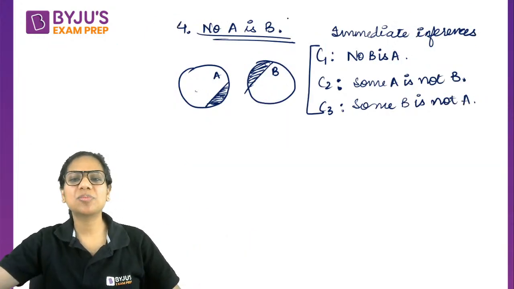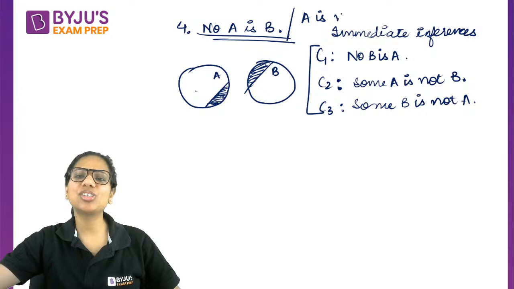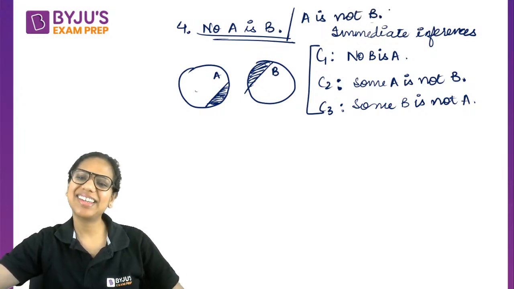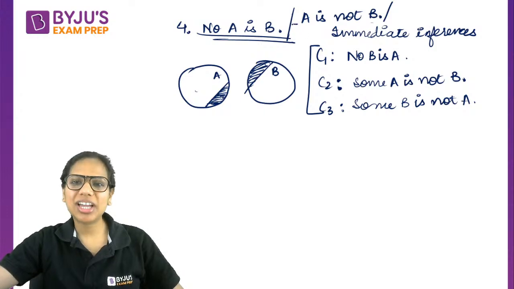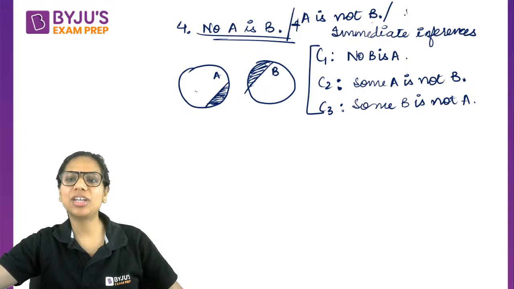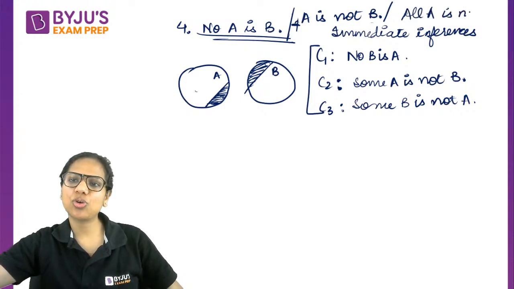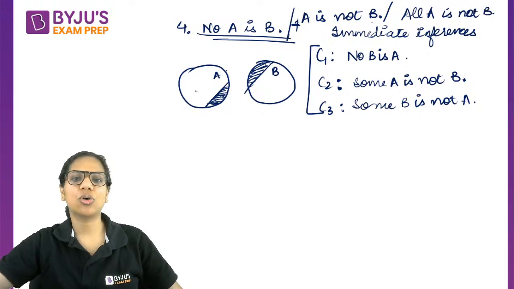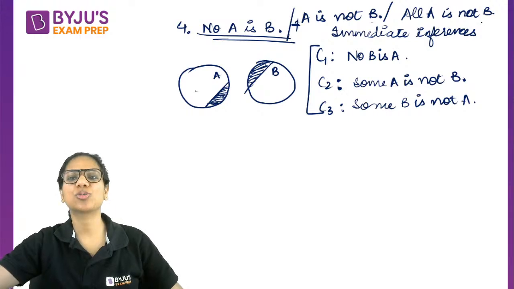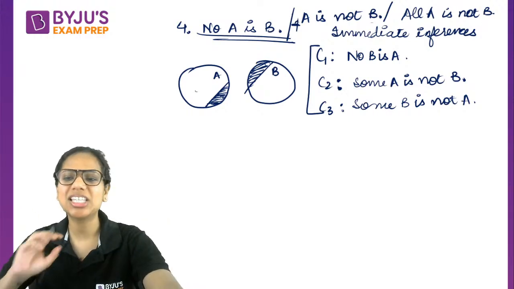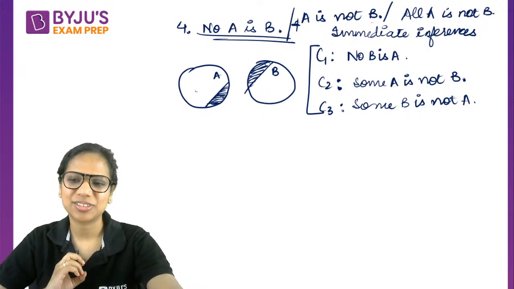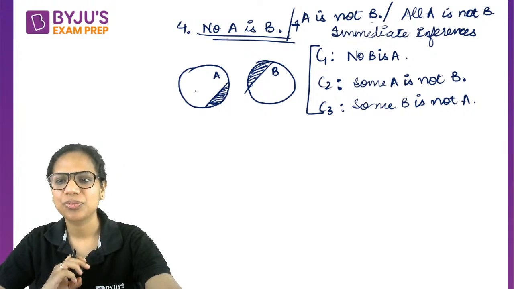Instead of saying no A is B, the examiner can say A is not B. A is not B. It is the same thing, right? And I told you when nothing is written before a statement, no quantifier before a statement, I can put an all before it. So the examiner can also say this: all of A is not B. All A, the whole of A is not B. The examiner can also put it like this. So these are the various variations of statements, right?